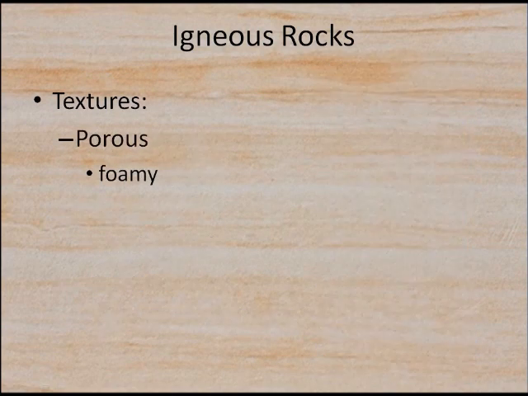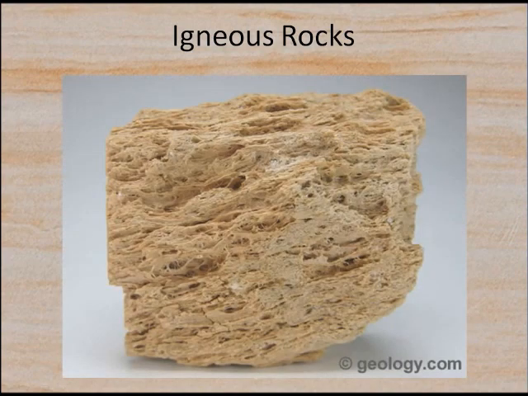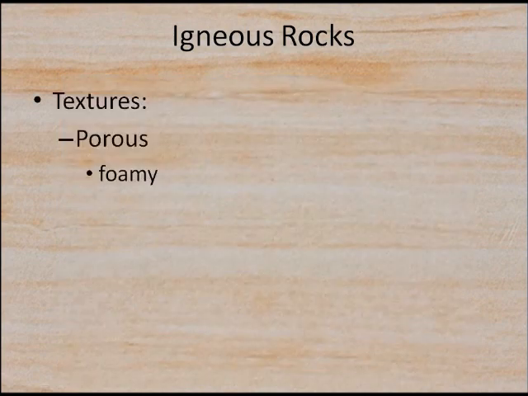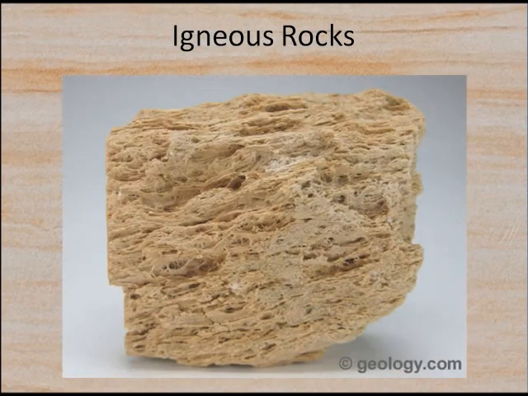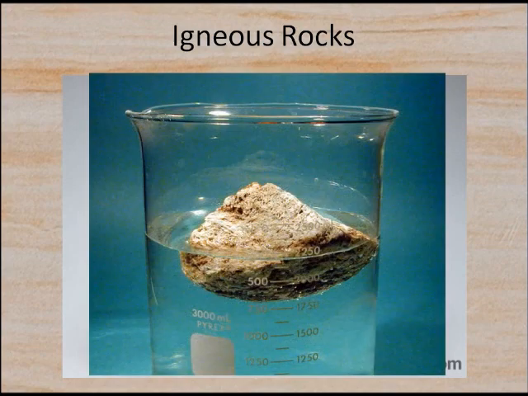Right? Now, we also can get some odd textures. One is porous or foamy. This is pumice, right? Pumice is foamy or porous. Pumice forms when lava erupts from a volcano and it has a lot of gas in it. So the gas is trapped in bubbles. This looks kind of like a sponge, really, when you get up close to it. And it's very, very light. It can float on water.